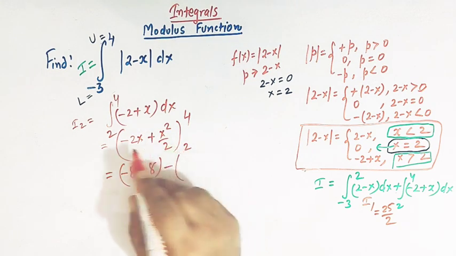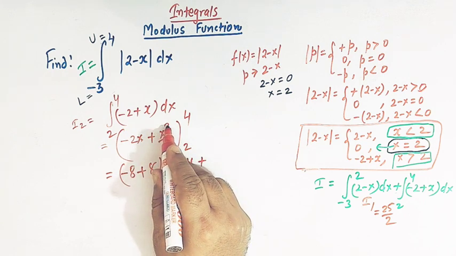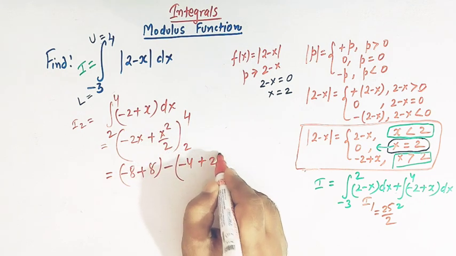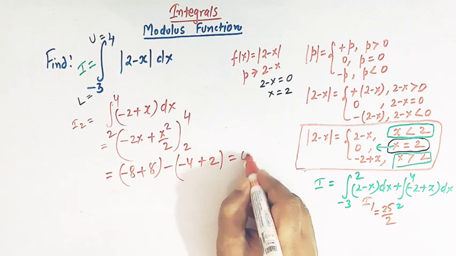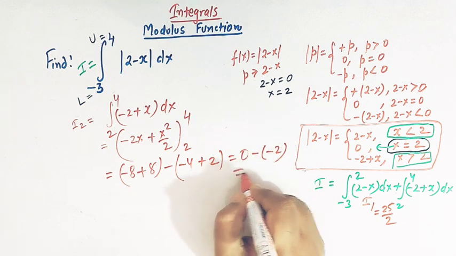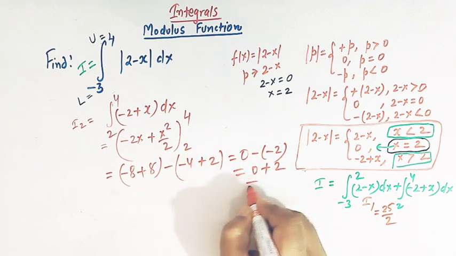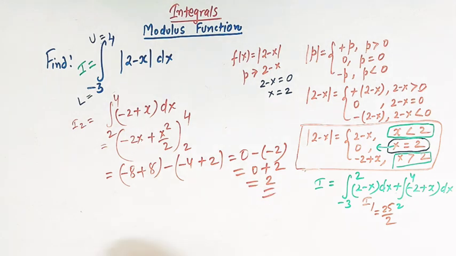Then we have 2 times 2, this is minus 4. Then we have 2 square is 4 over 2, that is simply 2. So this is 0. 8 minus 8 is 0, and here we have minus 2. 2 minus 4 is minus 2, so this is 0 plus 2, that is 2, right? So the value of this integral I2 is 2, right?